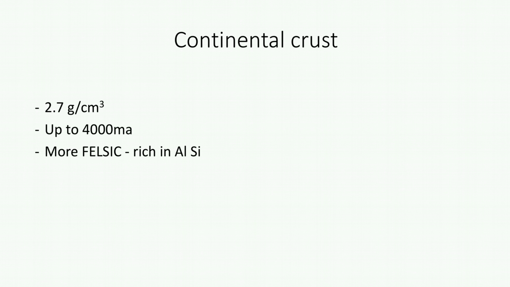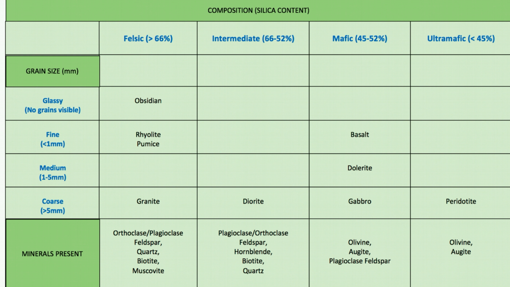The crust is about 2.7 grams per centimetre cubed, and it's up to 4,000 million years old in areas where there's been little tectonic activity. It's more felsic, so it's richer in aluminium and silica, and if we refer back to our igneous rocks chart from the previous lecture, we'll see that these kind of rocks and minerals are the most common that you'll find in the continental crust.